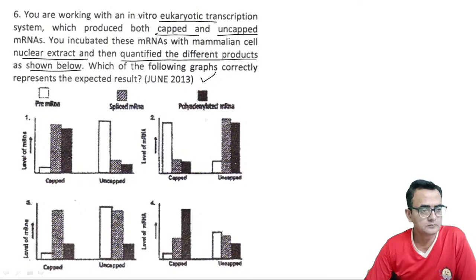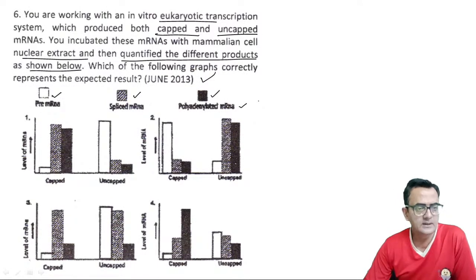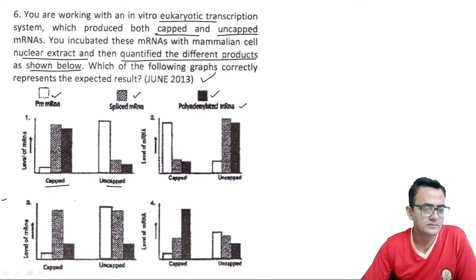Both are there, and they were put in nuclear extract. So what happens then? See, the symbols: this is the pre-mRNA, this is spliced mRNA, and this entire black or filled line is the polyadenylated mRNA. And here the capped and uncapped are there in all the 4 graphs. This is a very good question, really very good question.